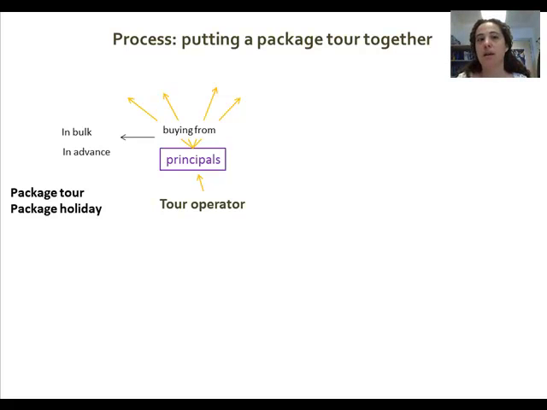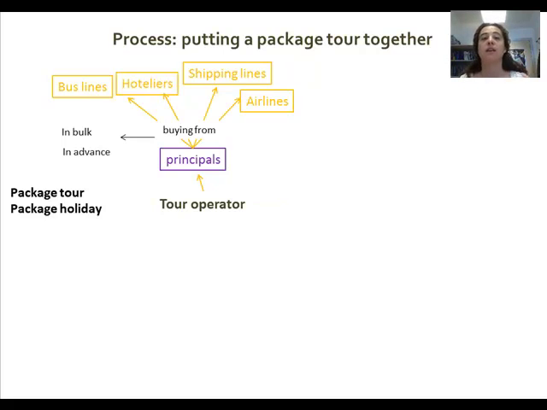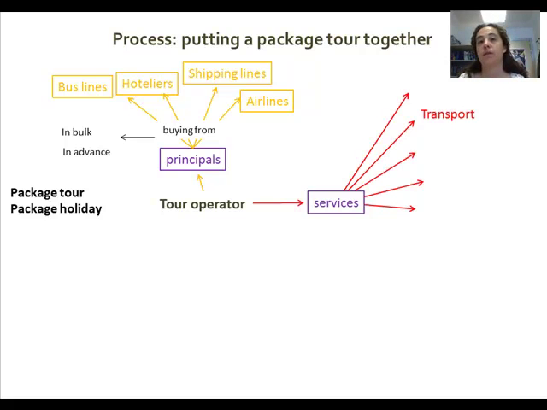So what are these principals that they're buying from? Airlines, bus lines, shipping lines, hoteliers. So that is all the providers that are going to sell their products, so that this package tour, this package holiday can be one unit. So they buy from them the services they need that they're going to offer as their own product. And these services are, of course, transportation, transfer to and from the airport, food, accommodation, and then there can be others, depending on the type of trip, such as a guide on site or a holiday rep if necessary.